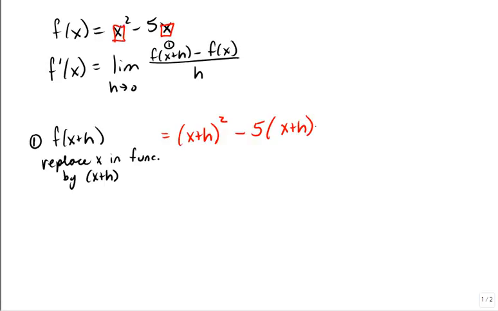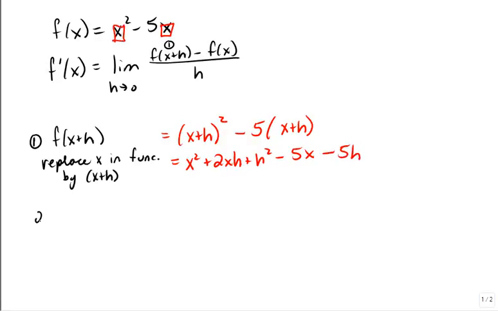Because a function's a rule, and the rule here says square it, subtract 5 times it. So it's it squared minus 5 times it. And it, in this case, is x plus h. So we're going to square it and subtract 5 times it. And we're going to FOIL this out and simplify it.